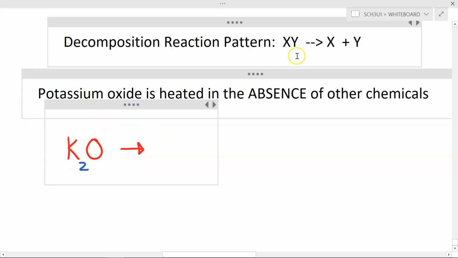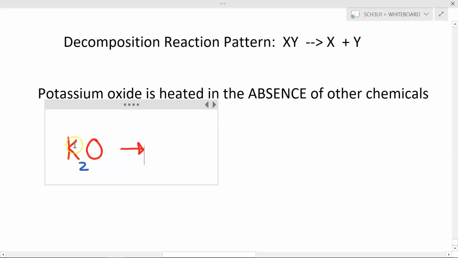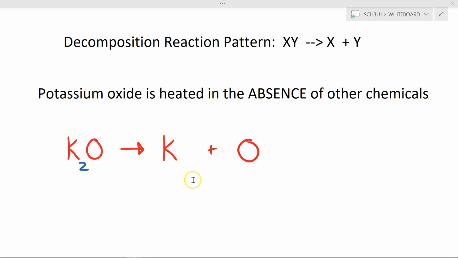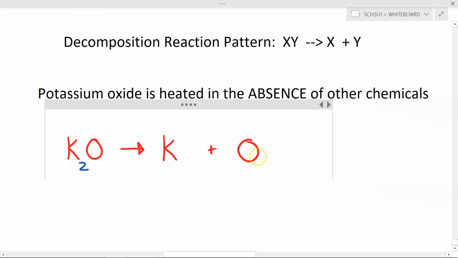I'm going to erase my rough work at the top, and let's see what the pattern shows. K2O is the XY. It's going to break up into X and Y. Well, this is X, this is Y, leaving me with a K and an O separated. But what's wrong with this picture? I'm hoping that I've drilled this into your heads by now. Oxygen is diatomic, so don't leave it by itself, put a 2 there. Potassium is not diatomic, so I can leave it on alone. And now we've got the skeleton equation. If you want to balance it, it would look something like this. But you can leave it out if it doesn't ask for the balanced equation.